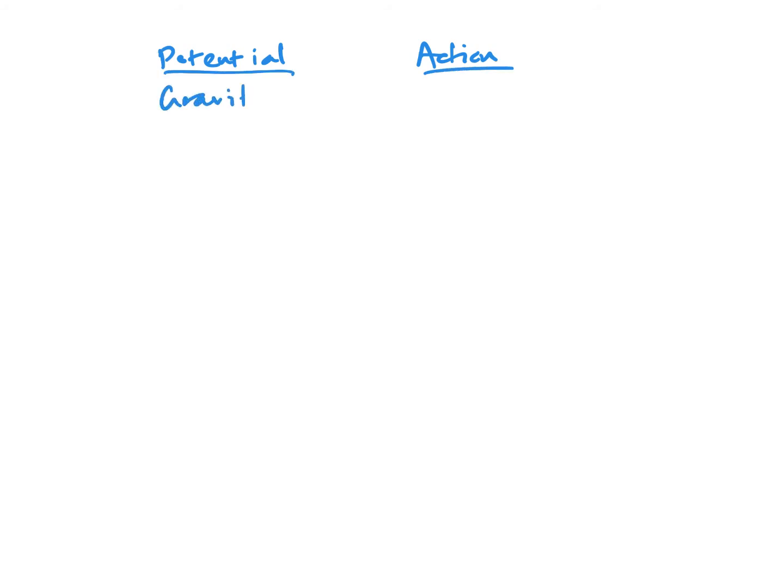So the main potential one that we're dealing with in a mechanics unit, i.e. to do with motion, is gravitational. But the other potential or stored energies you need to be aware of are nuclear, chemical.